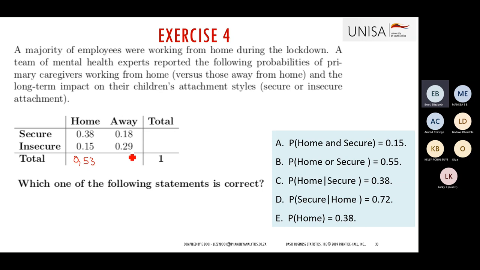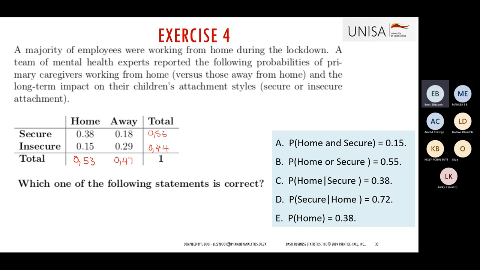0.53 for away, 0.47 for secure, 0.56 for insecure, and 0.44. So now you have your joint probabilities and your simple probabilities.